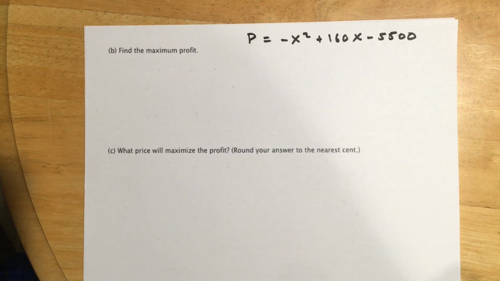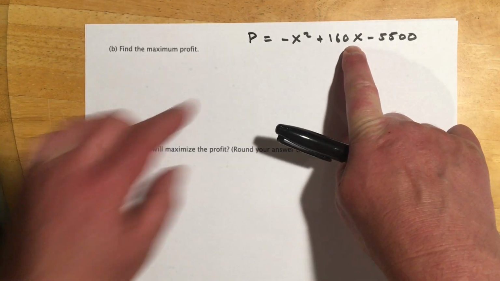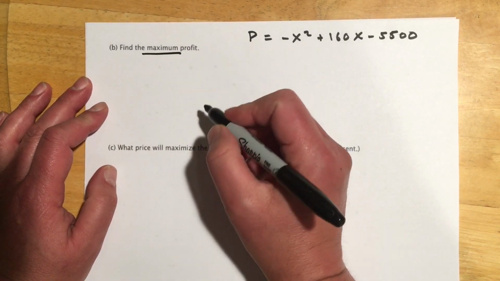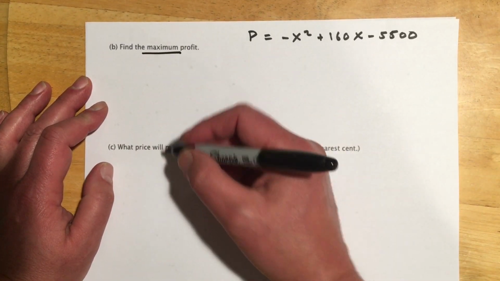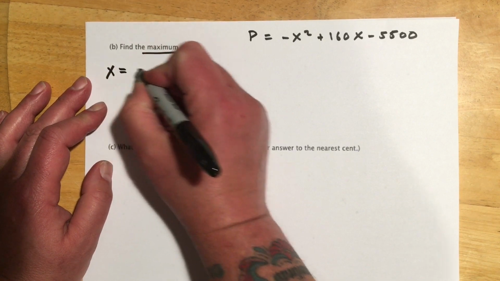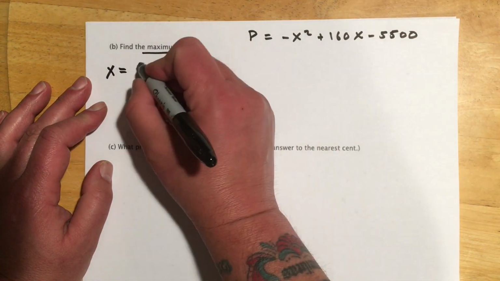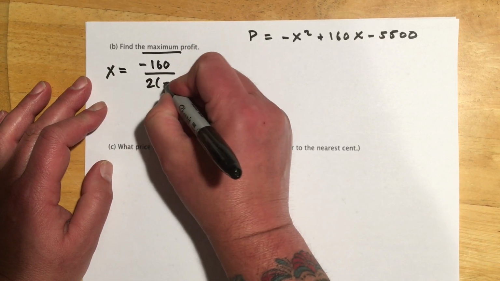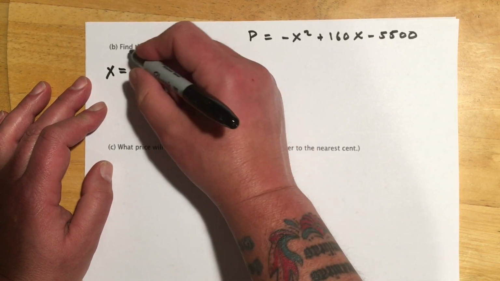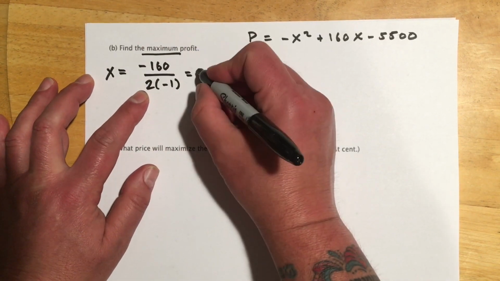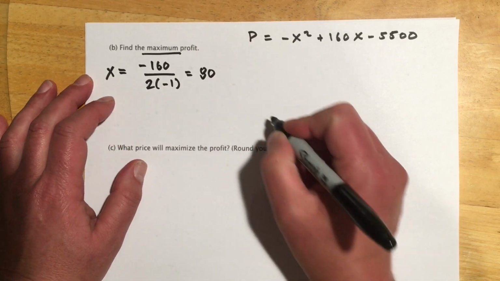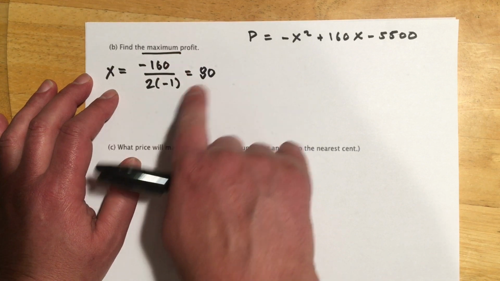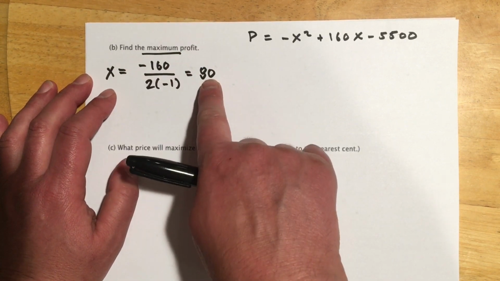Okay, part B is find the maximum profit. So here's our profit equation that we just found from part A. So again, when we see maximum or minimum, we know we're finding the vertex. So this is going to be x equals negative b over 2a. So negative 160 is our b, and over 2 times negative 1. So that comes out positive 80. And then once we do that, this says find the maximum profit. So this is x is 80 units.